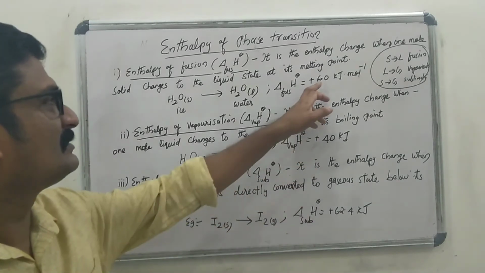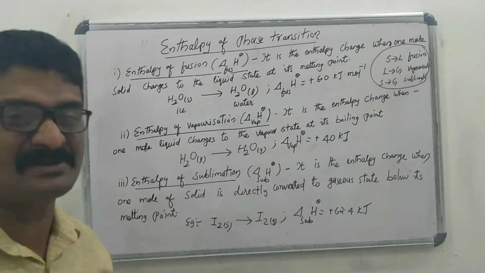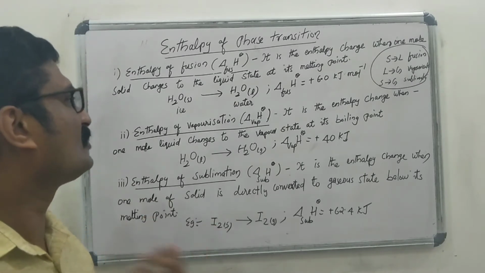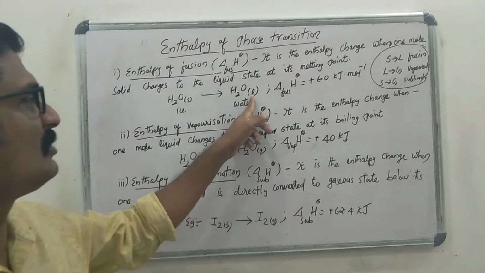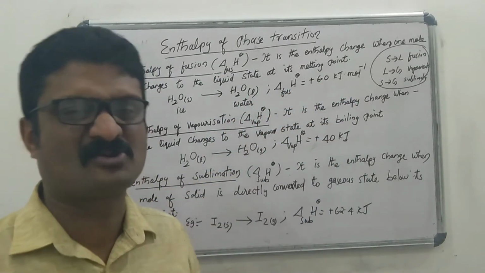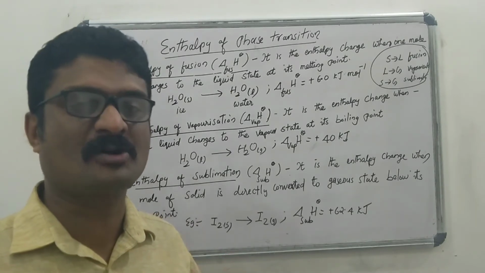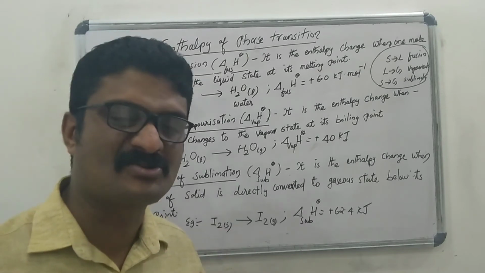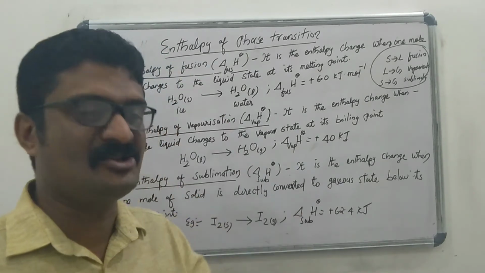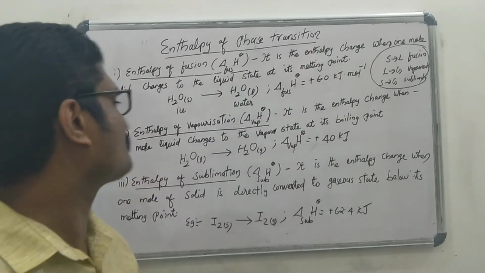Okay, then the 6 kilojoule per mole represents the enthalpy of fusion of ice. So 1 mole ice changes to liquid state by absorbing 6 kilojoule heat. Yes, 6 kilojoule of heat energy is absorbed during the phase transition of 1 mole of ice, that is 18 gram ice. Yes, this value represents enthalpy of fusion of ice.